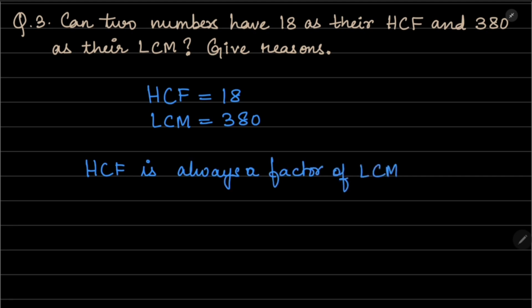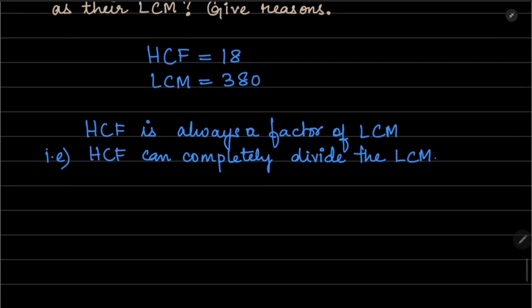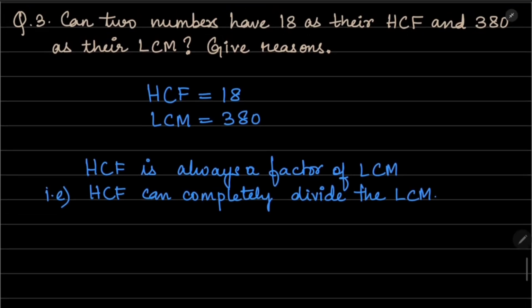What does it mean? It means that the HCF can completely divide the LCM. So let's see if 18 can divide 380 entirely. If we see 380 divided by 18, first let's simplify it by dividing by 2. So what do you get? 2 9s are 18, 2 1s are 2, 2 9s are 18, again 190 by 9.